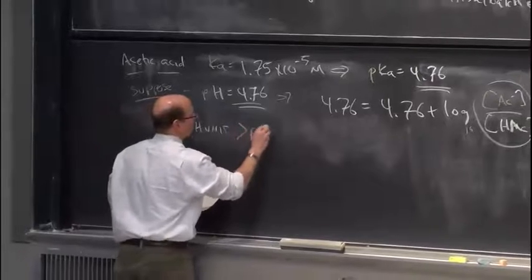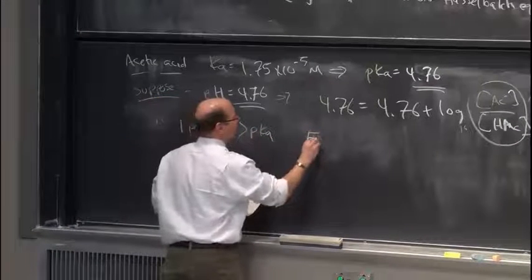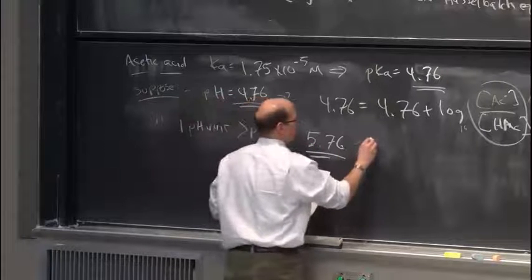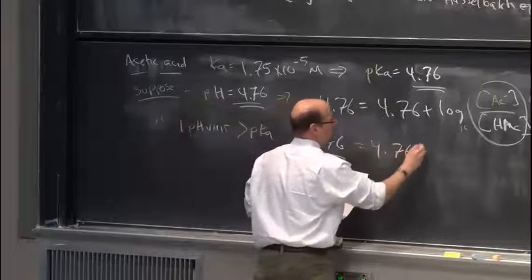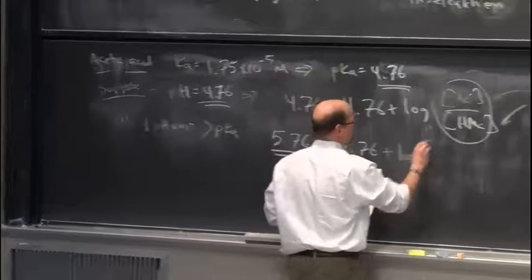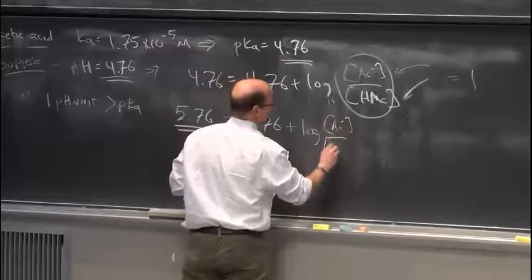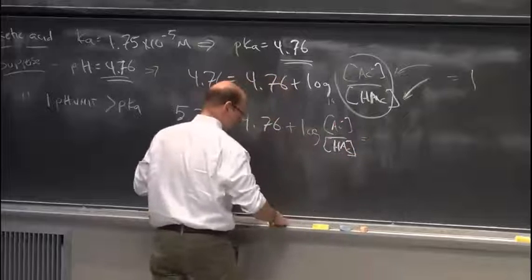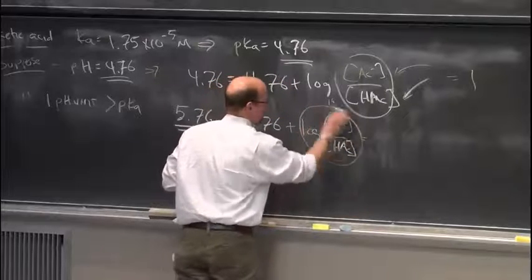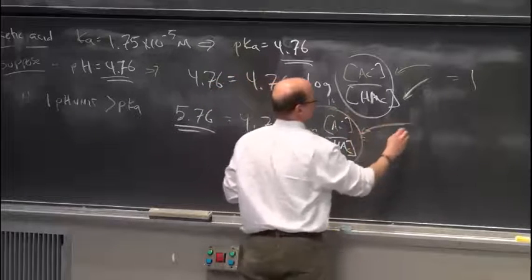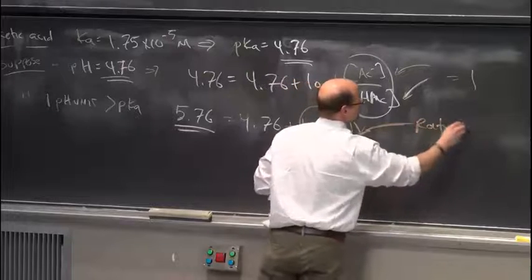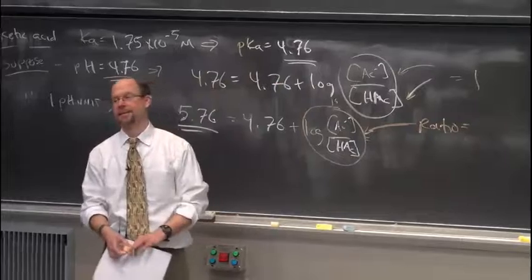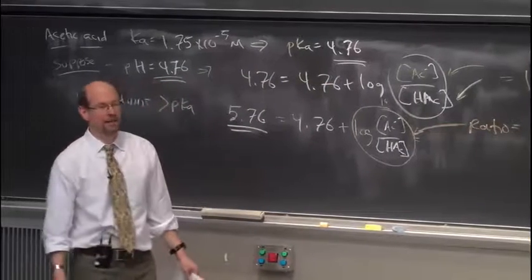What about, suppose I'm 1 pH unit greater than the pKa? So now I make my solution, and it has a pH of 5.76. Well, what does that mean? That has to equal the pKa plus the logarithm of the acetate anion over the undissociated acid, HAc. So what does this ratio now have to be?